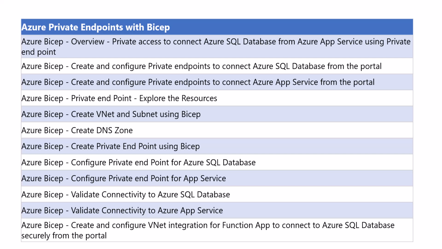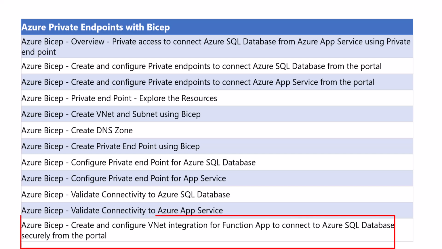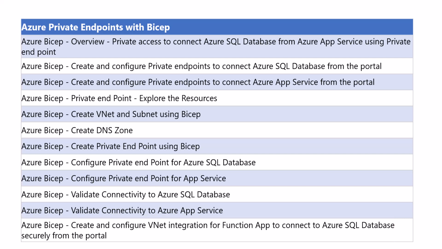Now, the last and final one is to create and configure VNet integration. This is actually not required, but Microsoft recommends this as a best practice. The best practice is that the web application should talk to various other Azure services that are part of the network. Now, I want you guys to try this out as an assignment.